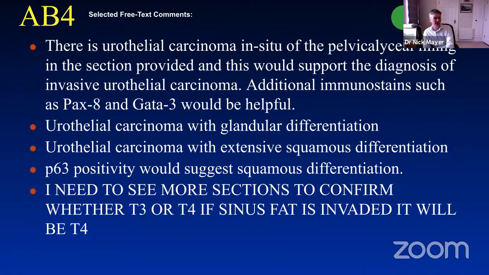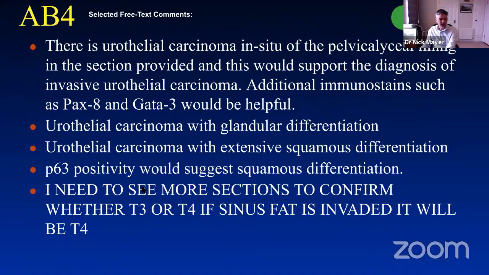So GATA3 and Uroplakin-2 also mentioned, and a lot of people commenting on divergent differentiation, a few saying with glandular, a lot more saying with squamous differentiation, and then a few erroneous comments. This one here, P63 positive, which suggests squamous differentiation. Obviously that's not quite right, because that's going to stain urothelial as well as squamous tumor.